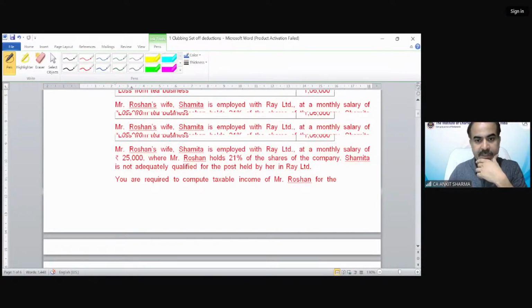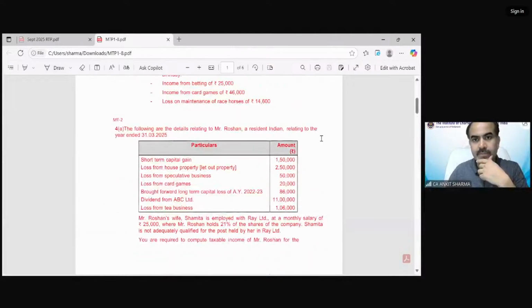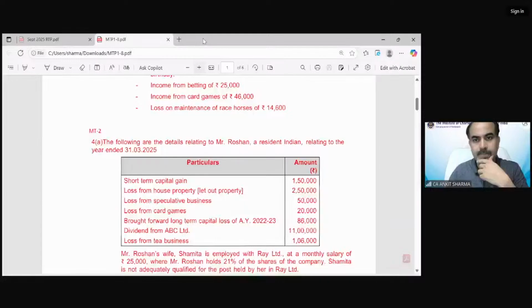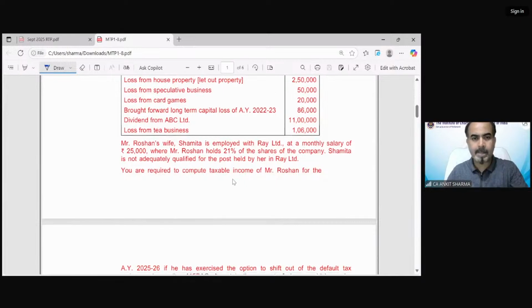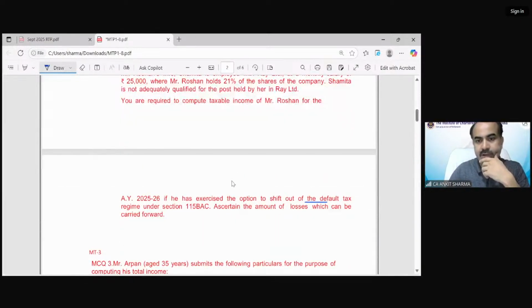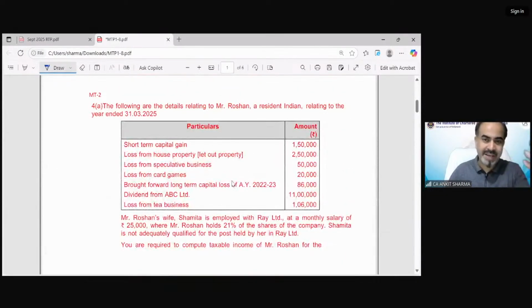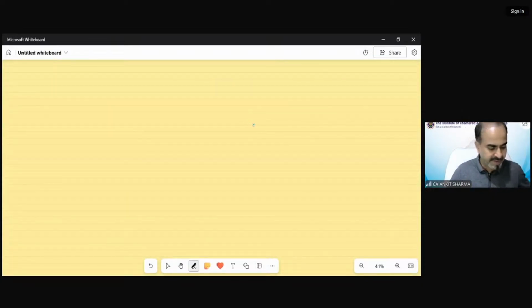Let me open this sheet separately. This would be fine, I guess. Okay, so we need to calculate the income as per the optional tax regime, not the default tax regime under section 115BAC. Because it is a question of set off and clubbing, we will follow the format I have told you whenever there is a question relating to set off. So the information of income has been given in the question.